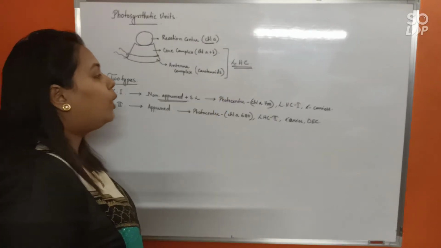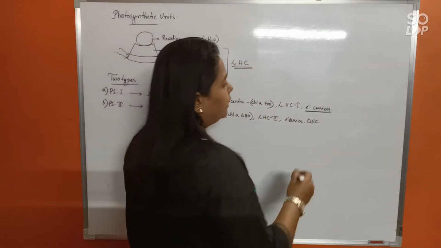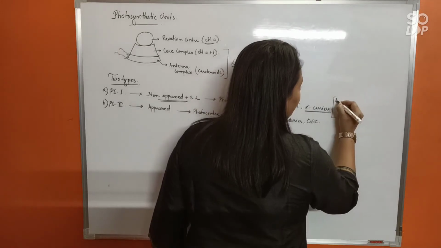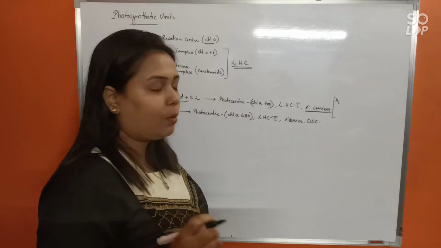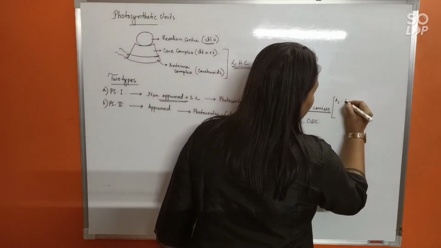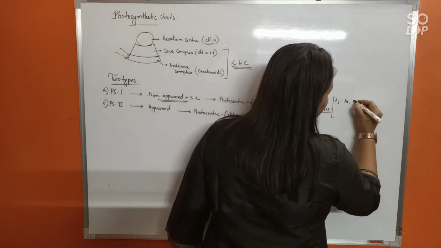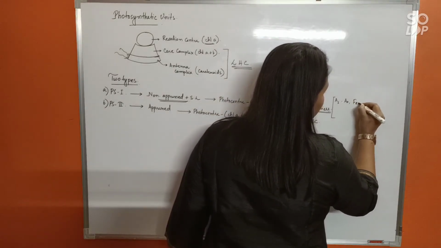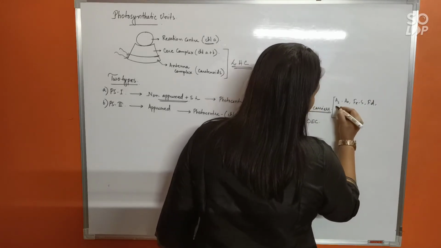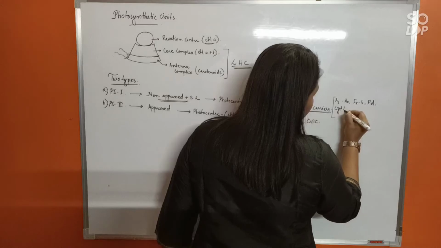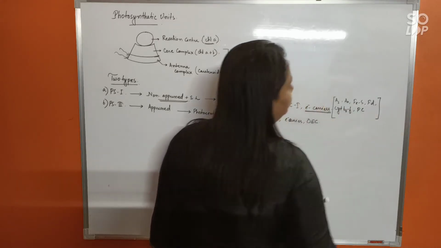Alright. Now, what are the electron carriers associated with PS1? It is mainly A1, that is a special chlorophyll molecule. Then a quinone. Then there will be iron sulfur proteins, ferredoxin, cytochrome B6F complex and plastocyanin.